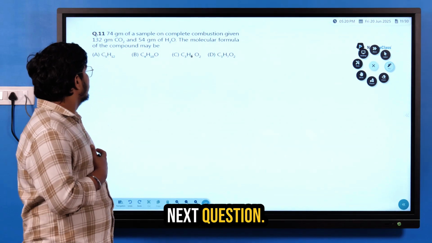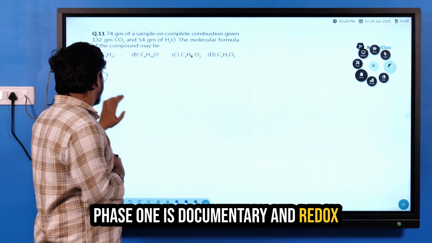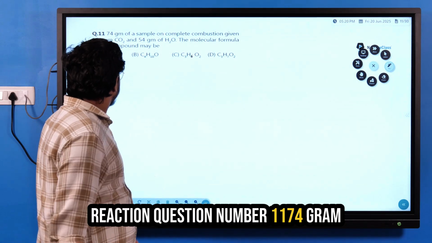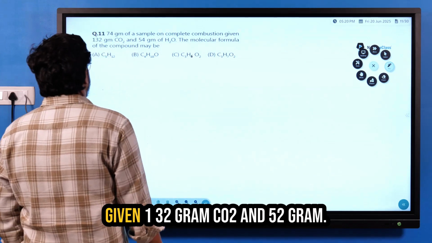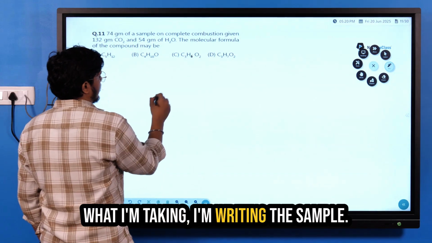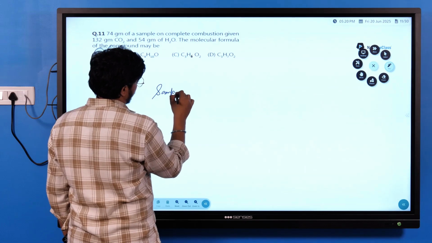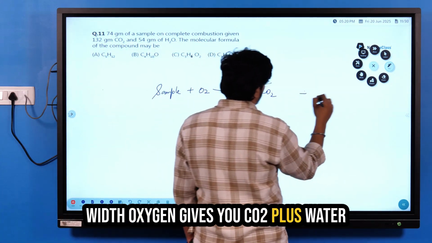Next question, phase 1, stoichiometry and redox reaction. Question number 11. 74 grams of a sample on complete combustion gives 132 gram CO2 and 52 gram of water. I am writing: the sample with oxygen gives you CO2 plus water.